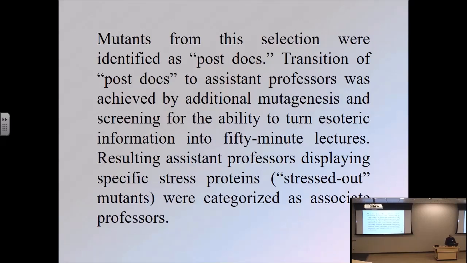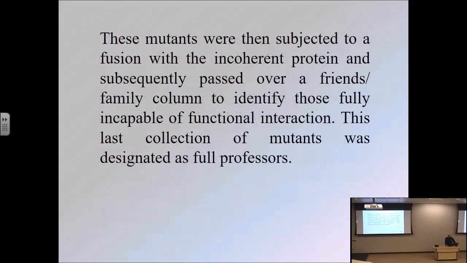And boy, can I attest to that. "Transition of postdocs to assistant professors was achieved by additional mutagenesis and screening for the ability to turn esoteric information into 50-minute lectures. Resulting assistant professors displaying specific stress proteins, otherwise known as stressed out mutants, were categorized as associate professors. These mutants were then subjected to a fusion with the incoherent protein and subsequently passed over a friends and family column to identify those fully incapable of functional interaction. This last collection of mutants was designated as full professors."